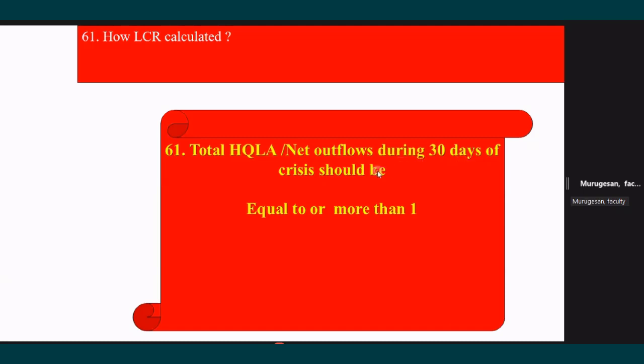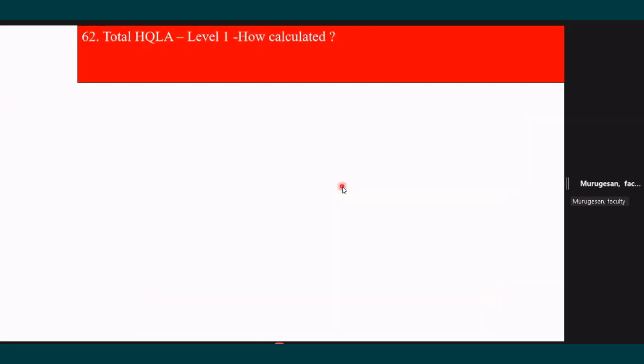During 30 days of crisis, this should be equal to or more than 1. So if your high quality liquid assets are more, you have the LCR, but it should not fall below 1. Okay, that is the mandatory requirement. Problem comes under this category, sir. Yes, next. Wait, madam, what's the problem?